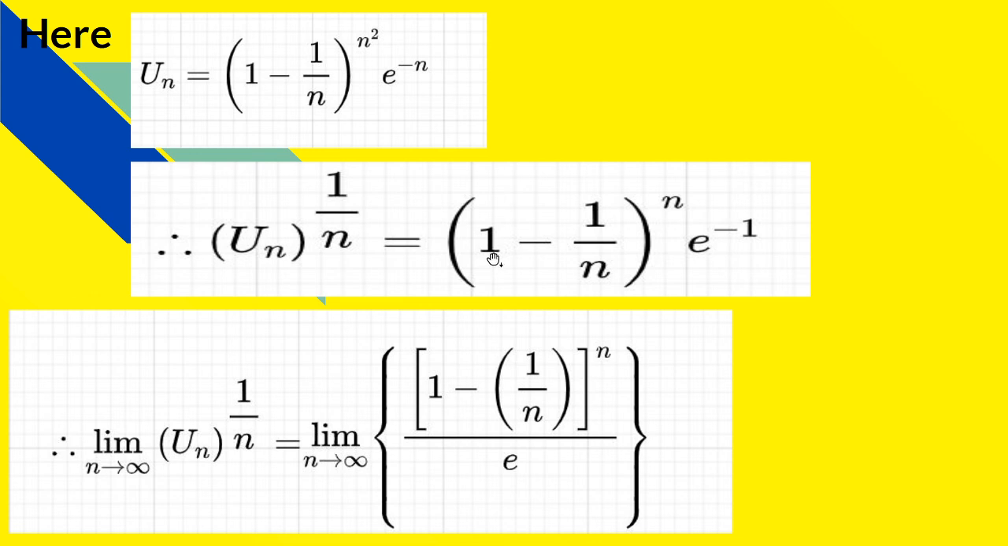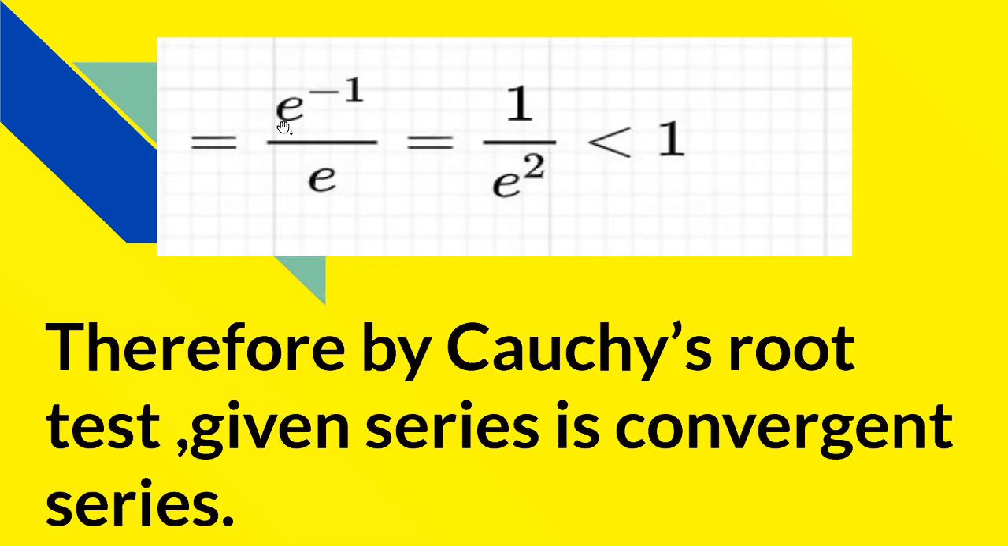Therefore, it will be equal to (1 minus 1 upon n) raised to n into e raised to minus 1. Now consider limit n tends to infinity un raised to 1 upon n, and therefore this is equal to limit n tends to infinity (1 minus 1 upon n) raised to n divided by e, and therefore this is equal to e raised to minus 1 upon e, that is 1 upon e square, that will be less than 1 because we know that e lies between 2 and 3. Hence, by Cauchy's root test, the given series is a convergent series.